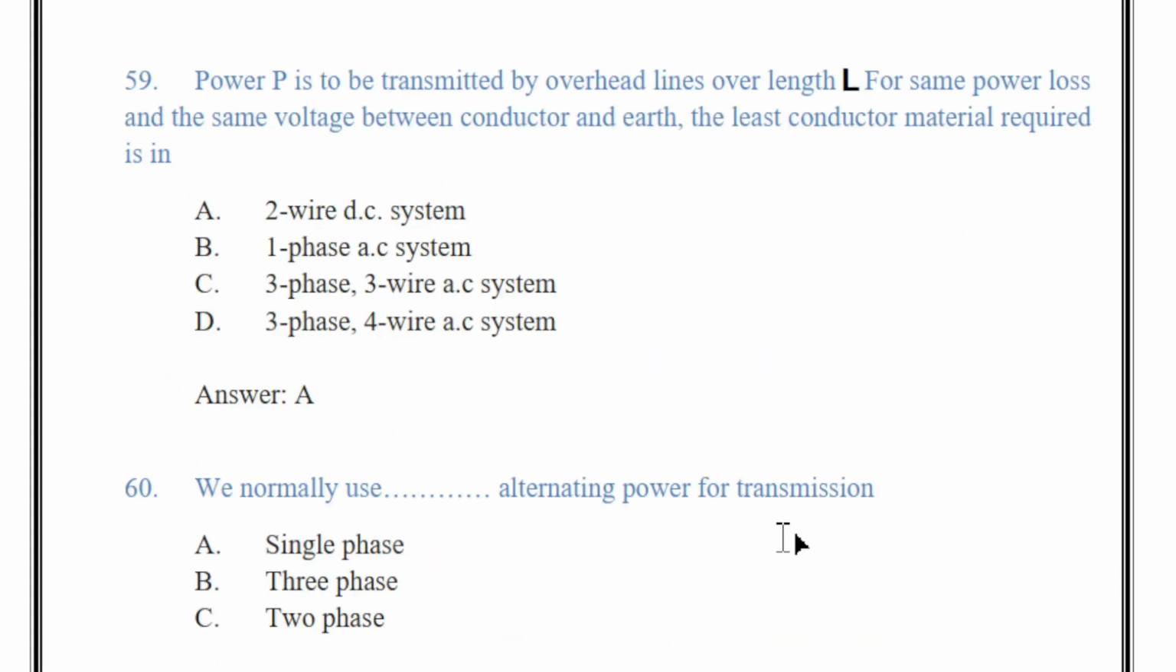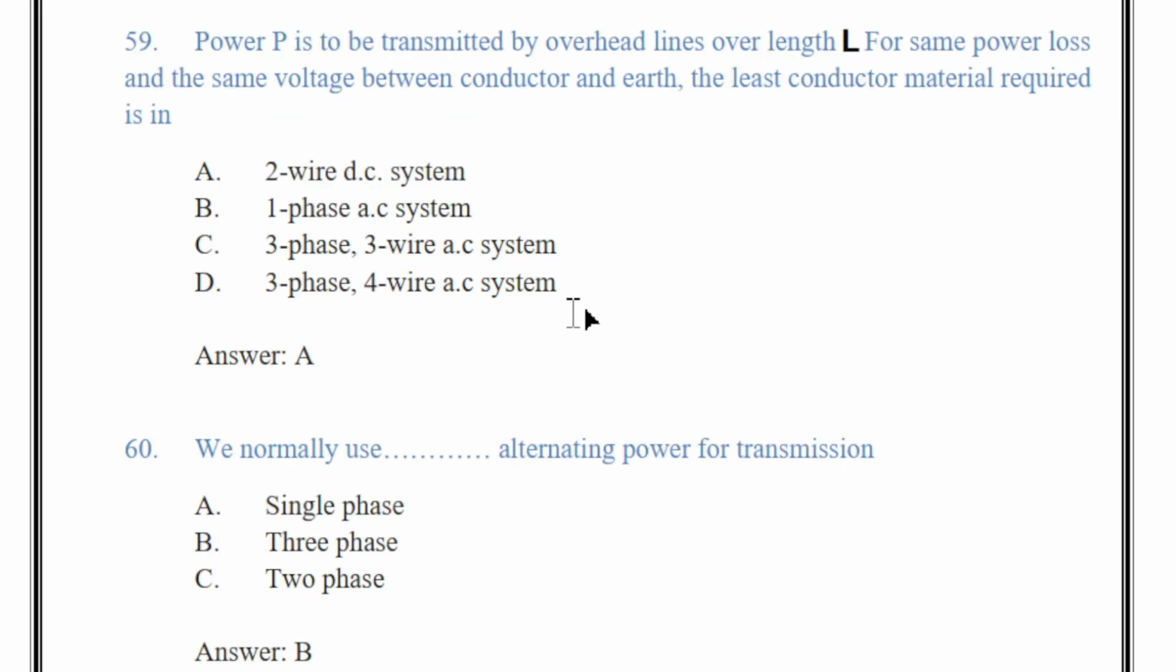Now we come to the question number 59. Power P is to be transmitted by overhead lines, length L, for same power loss and same voltage between conductor and earth. The least conductor material required is in, there are four options. The correct answer is A, two-wire DC system.